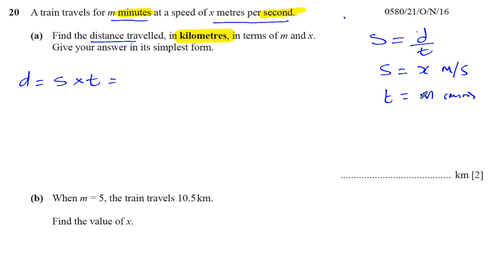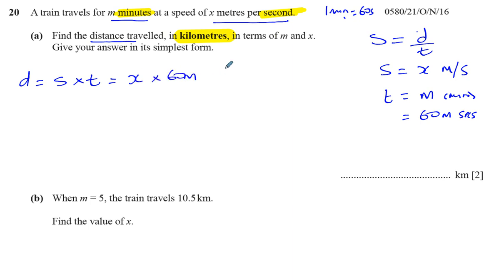Now what I'm going to do is I'm going to make the minutes into seconds. That's easier. Now we know that 1 minute is equal to 60 seconds. Alright? So m minutes is equal to 60 times m seconds. Like if I had 3 minutes, just say 3 times 60. M minutes, m times 60, which is 60m. So I know that 60m seconds is the time, and I know x meters per second is the speed. So I've got x multiplied by 60m.